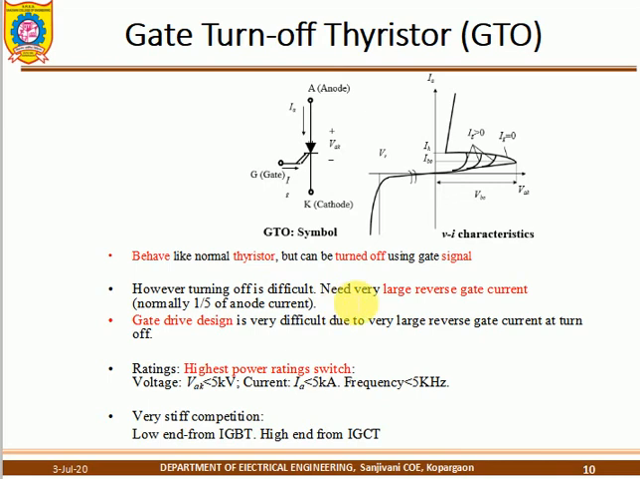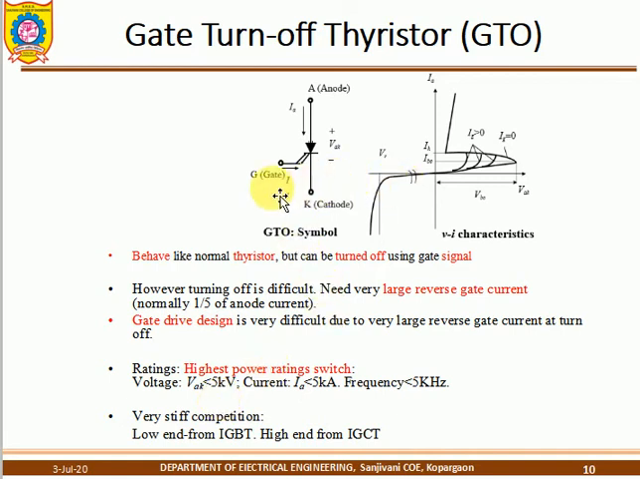To turn off the device, you apply a large reverse gate current, normally one fifth of the anode current. I will tell you how to turn it on and off. When the gate is positive with respect to the cathode, which is negative, you turn on the device. This is common for the GTO as well as the SCR.